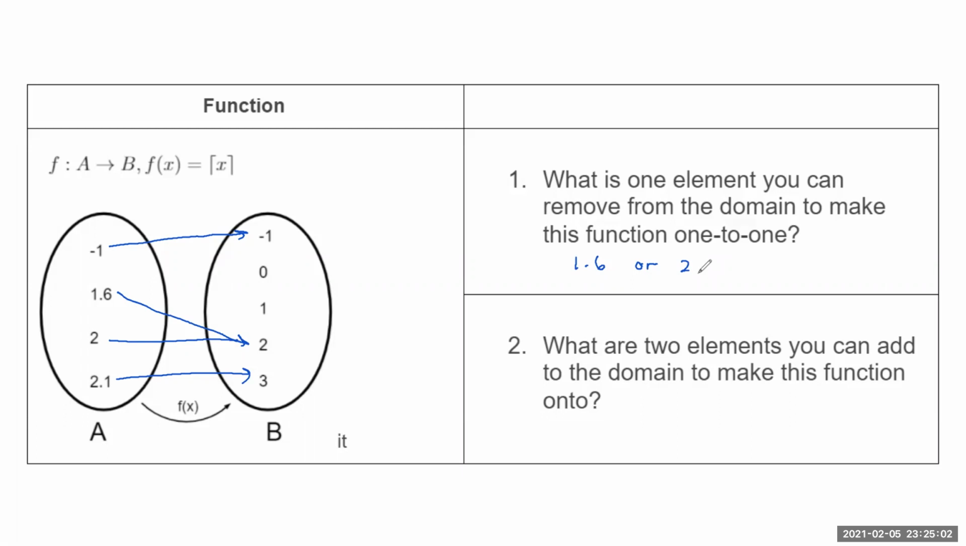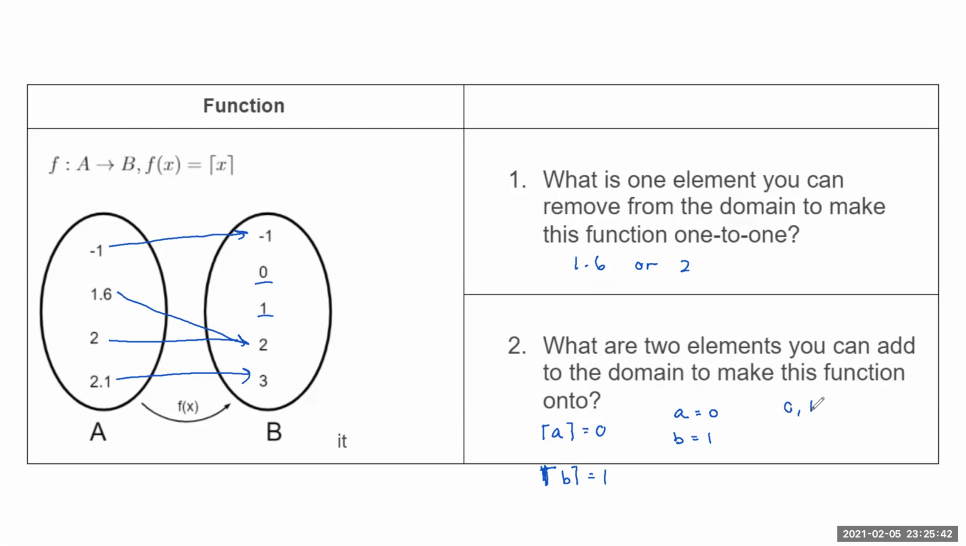Then we are asked, what are two elements you can add to the domain to make this function onto? So we know that -1, 2, and 3 are all mapped to. So we want something that maps to 0 and 1. So we want some A such that the ceiling of A equals 0, and some B such that the ceiling of B equals 1. And the simplest case of this is if we let A equal 0 and B equal 1 because they map to themselves. So we could add two elements, 0 and 1, to A to make this function an onto function.